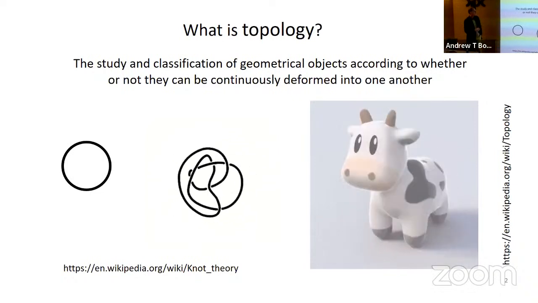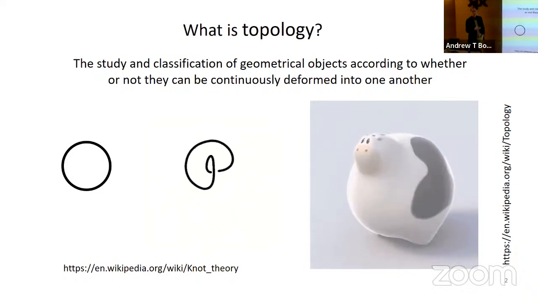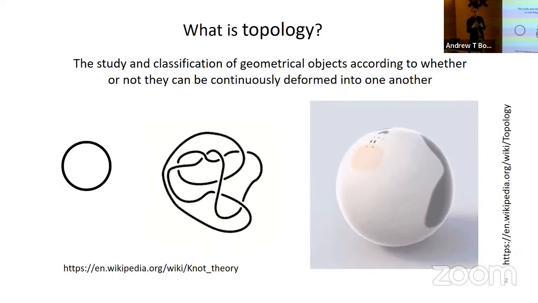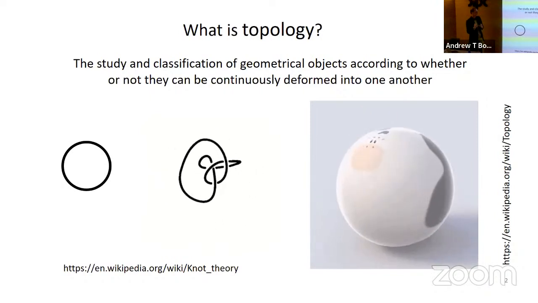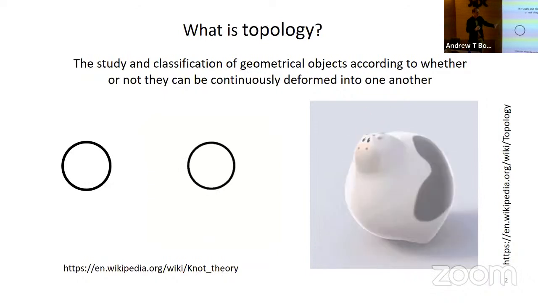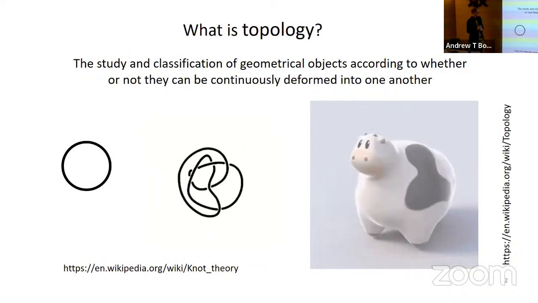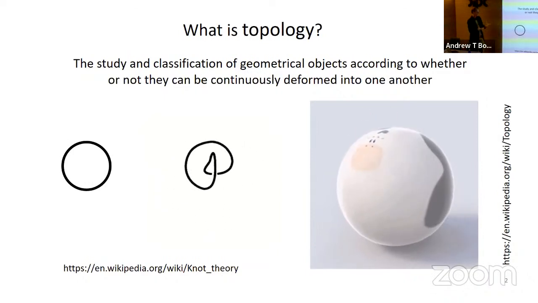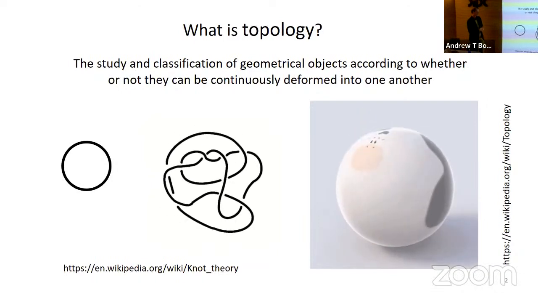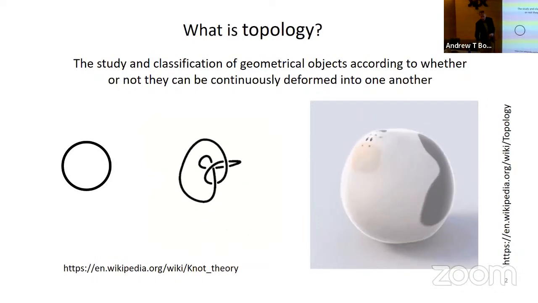topology is to do with properties of systems which remain invariant when you continuously deform one shape into another. And if you go onto Wikipedia, you can see all these interesting examples of topological transitions, actually between systems which are topologically equivalent.